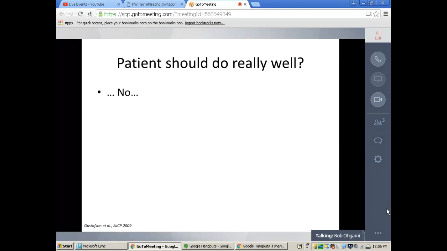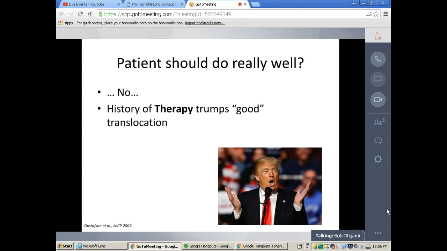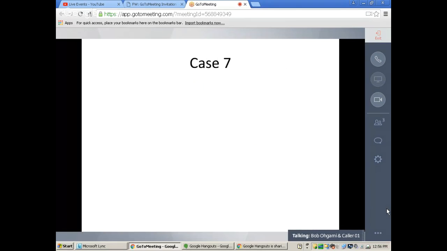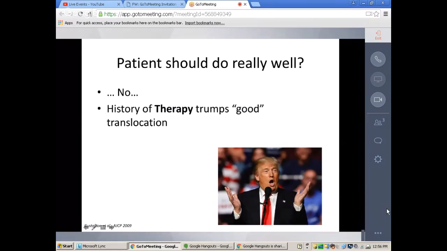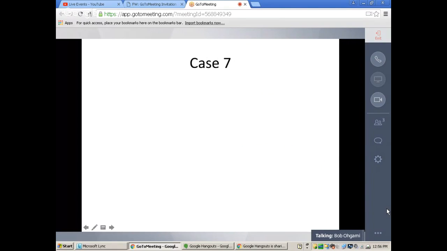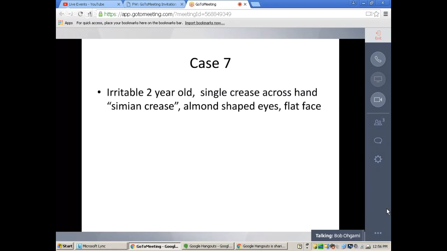But actually, in fact, no. The history of therapy trumps the good translocation. And that's why, when I made that roadmap, the way it's dictated is we'll get you to the right diagnosis by not considering recurrent genetic abnormalities first. So therapy trumps the good translocation. And there's a nice paper in AJCP, if you want to read it, about, in particular, the 8;21 translocation in therapy-related AML.